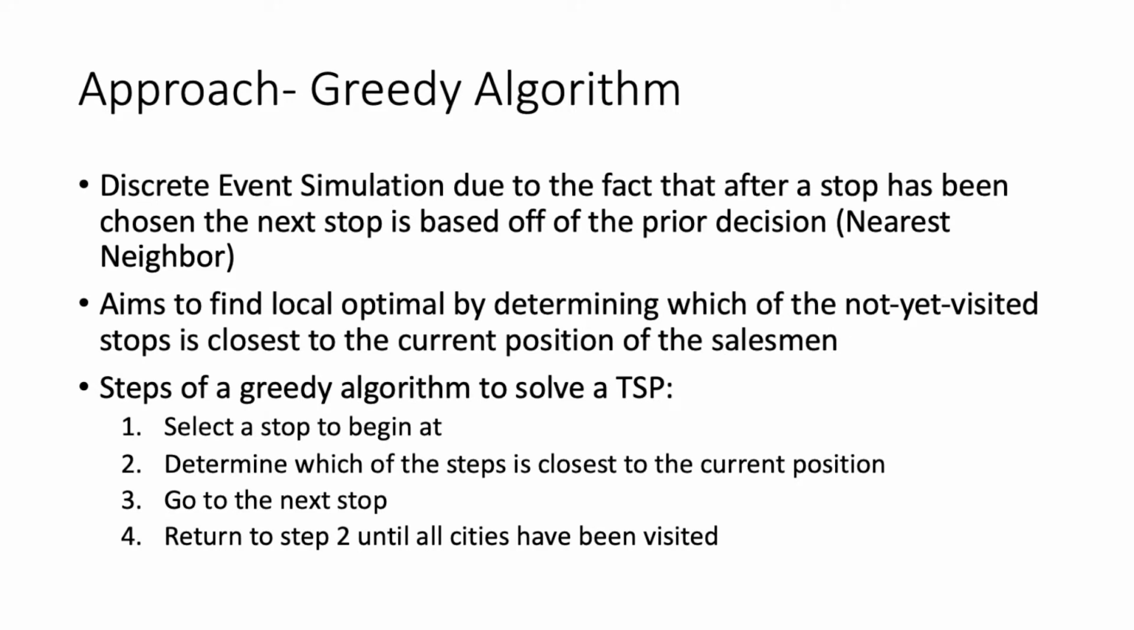Steps of a greedy algorithm to solve TSP. First, select a stop to begin at. Second, determine which of the stops is closest to the current position. Third, go to the next stop. Fourth, return to step 2 until all cities have been visited.